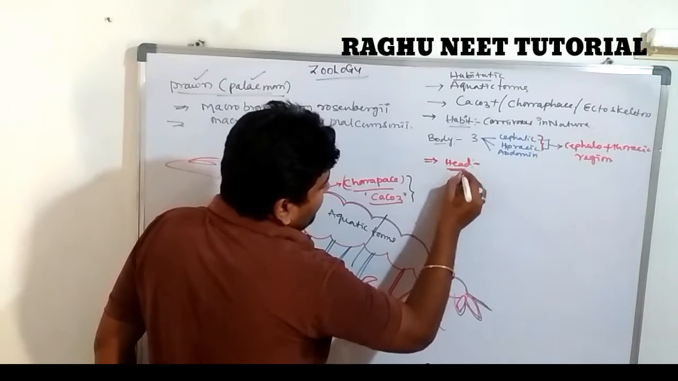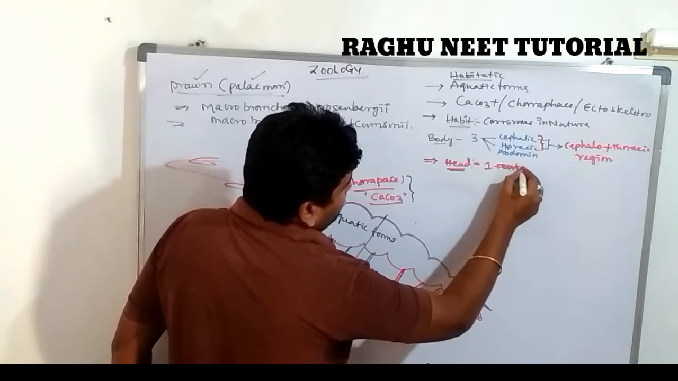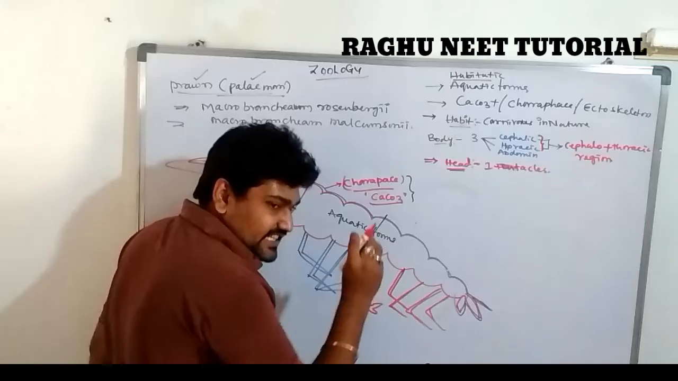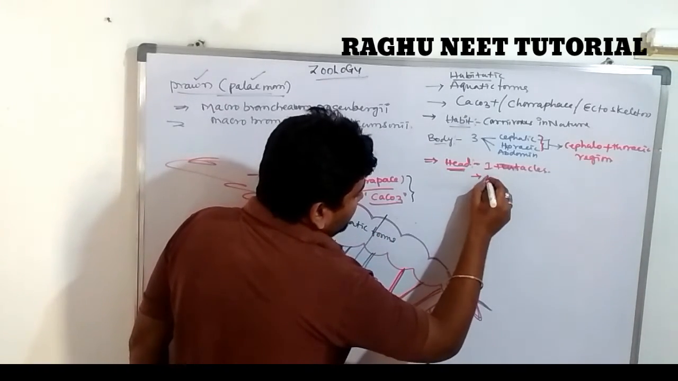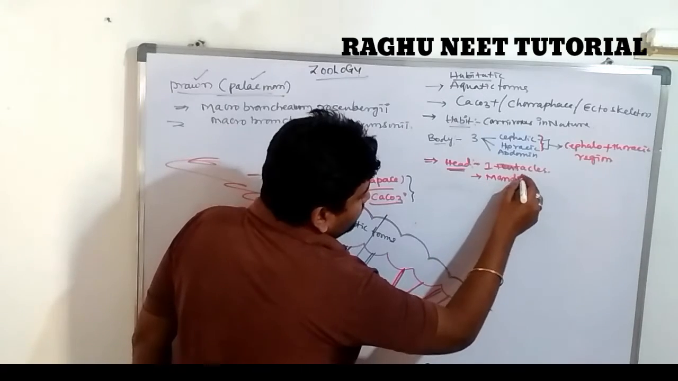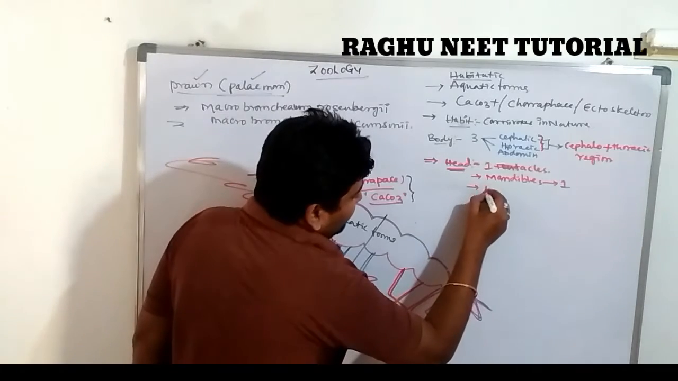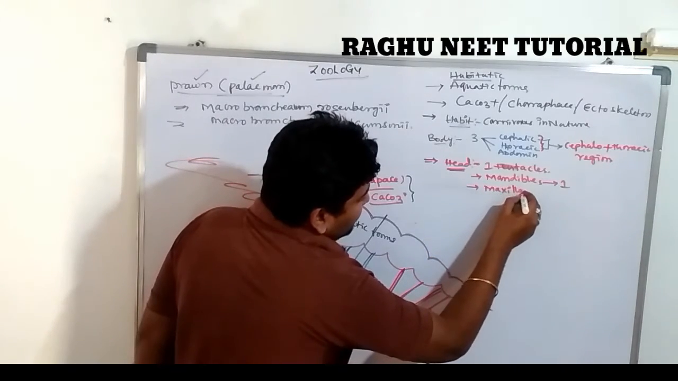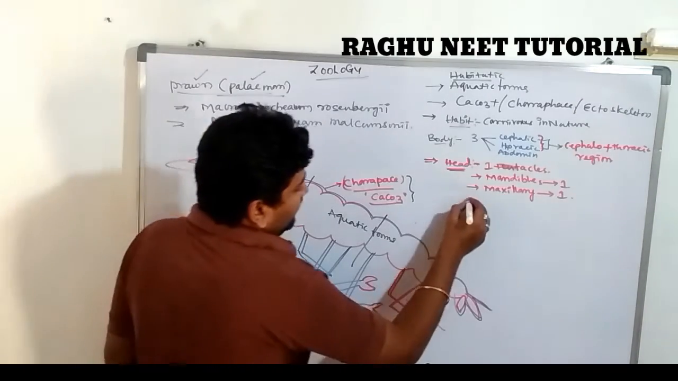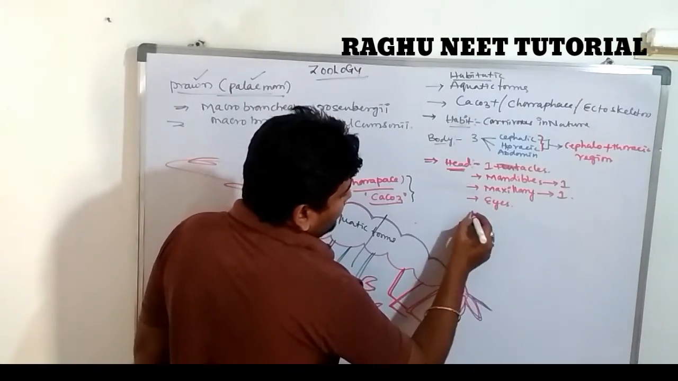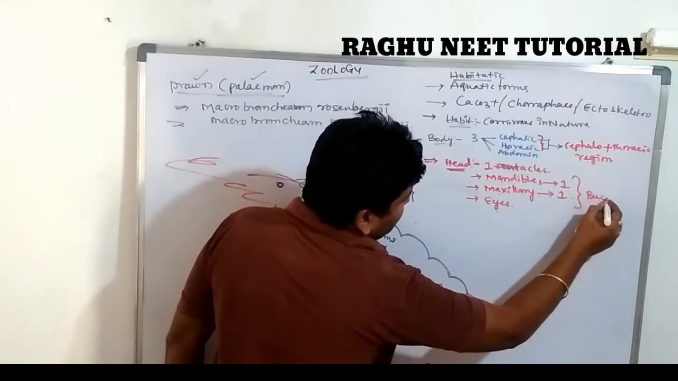The head bears one pair of tentacles. Note down everyone, one pair of tentacles acts like sensory organs. Next one, mandibles, one pair. One pair of maxillae. Mandibles, maxillae, and one pair of eyes. The tentacles, mandibles, maxillae, and eyes are located in the buccal cavity.